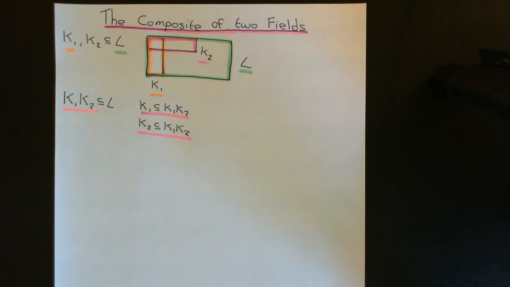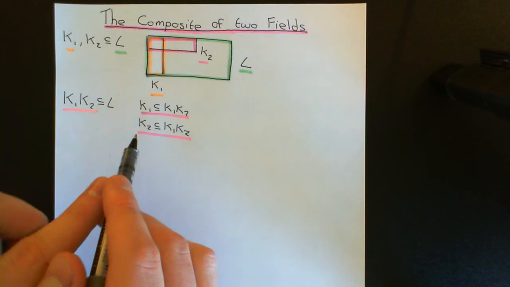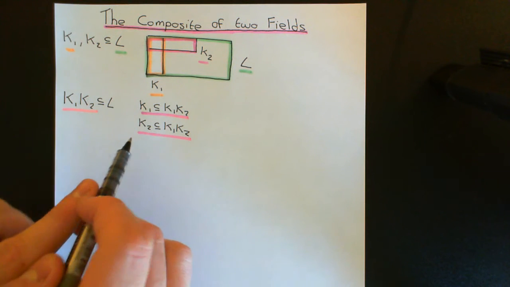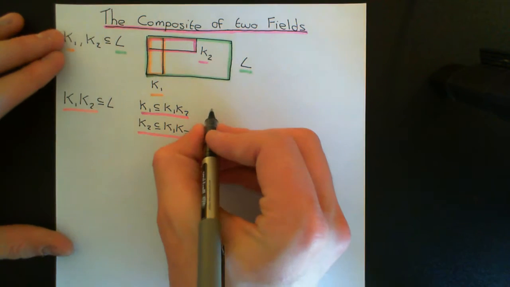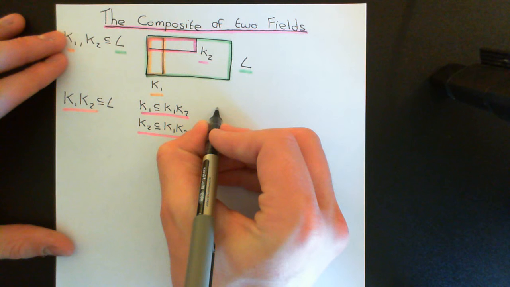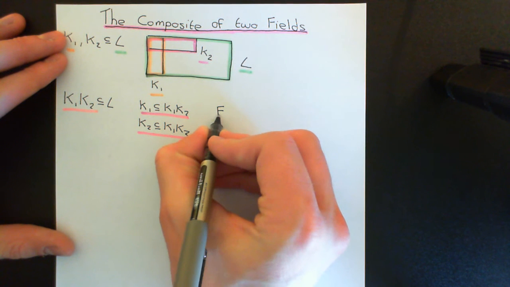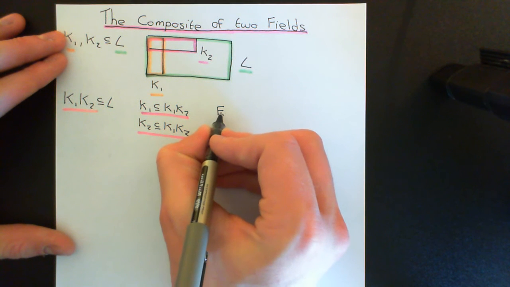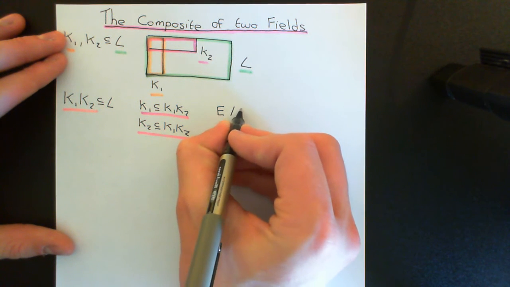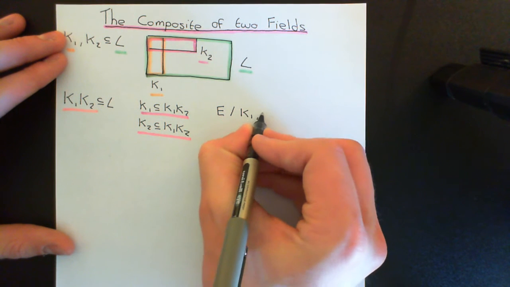Okay, so the way we're going to do this is we're going to look at every possible field extension of K1 and K2, and note that the composite of K1 and K2 is going to be a field extension of both K1 and K2. So look at all fields, and I'll call them E. So we'll look at all the subfields of L, E, which are field extensions of both K1 and K2.